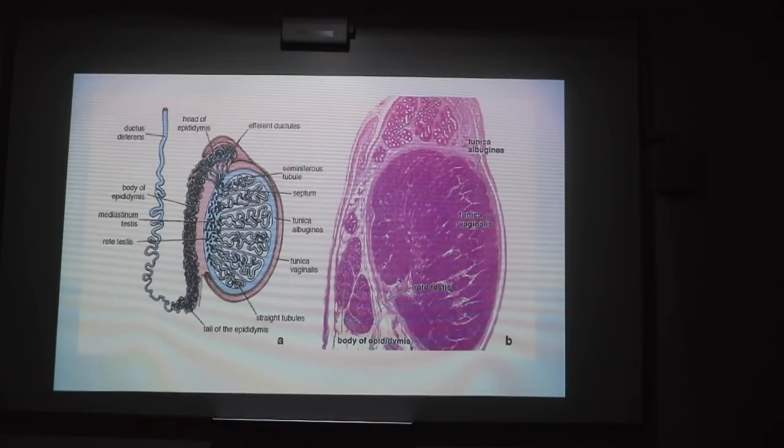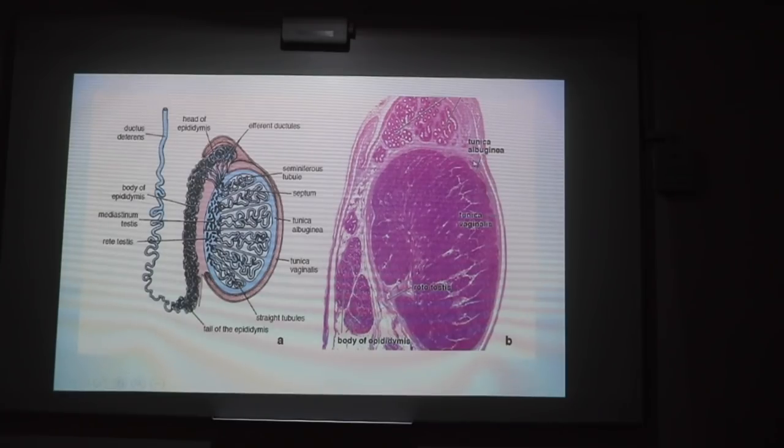Later on, this communication with the peritoneum closes, so you have just the tunica vaginalis covering the testes in front. And then outer to the tunica vaginalis there is a vascular covering which is called the tunica vascularis, and then there is a capsule, a thick capsule of the testes, which is called the tunica albuginea. So what you are seeing here is the tunica albuginea, which is the capsule of the testes.